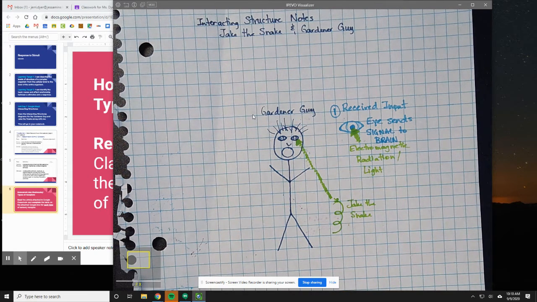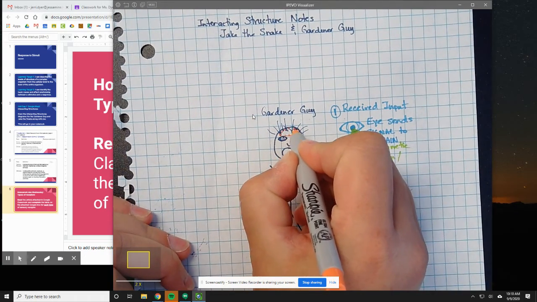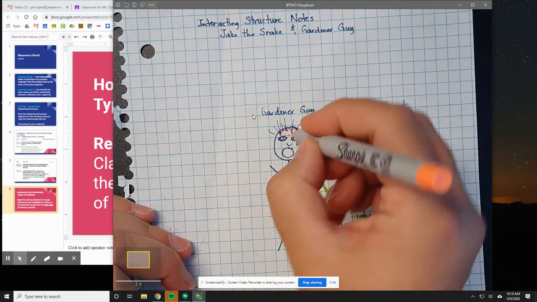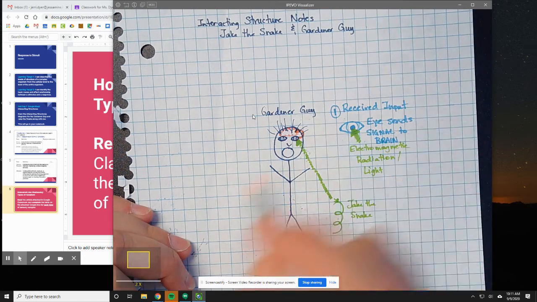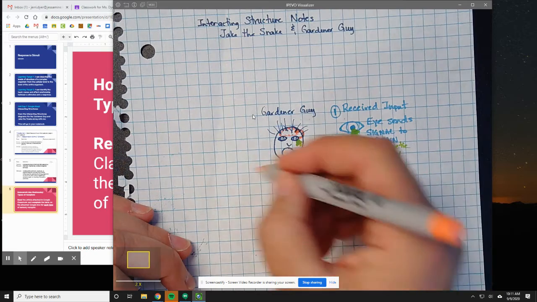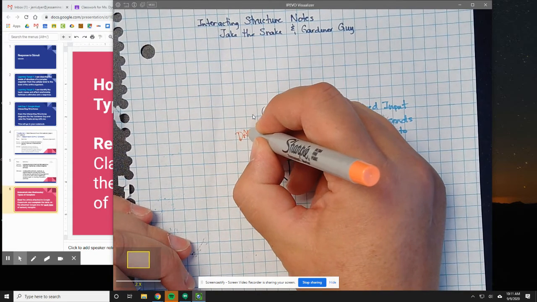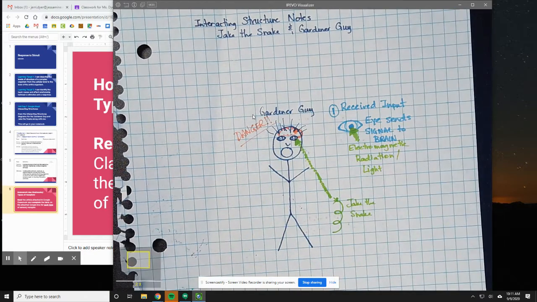So let me find a marker. So here is the gardener guy's brain. Kind of drawn that in. So there's going to be a signal sent to the brain. And so the brain is going to decide what to do with that signal or what to say about that signal. So in this case, the gardener guy's brain is signaling that there is either actual danger or there's a potential for danger. But we've got this big idea of danger.